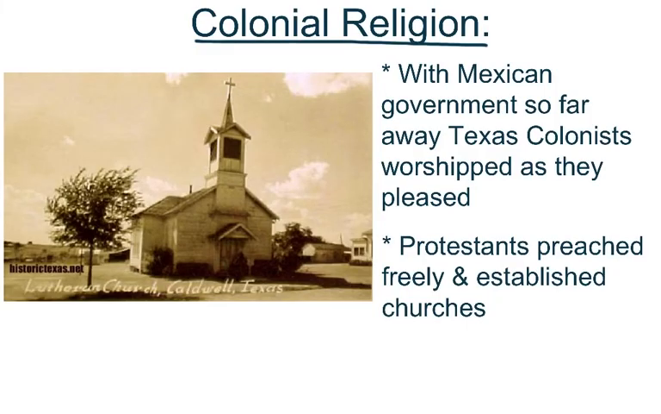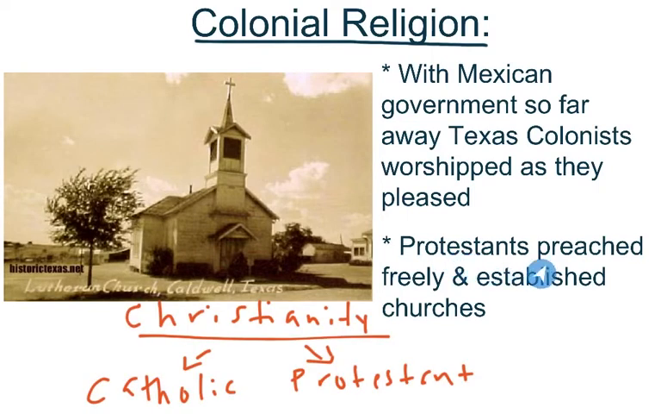Now, if you remember, one of the requirements for them to move to Texas was that they had to be of the Catholic religion, right? That's one of the things that Mexican officials would require. But with the Mexican government so far away, Texas colonists worshipped as they pleased, right? Now, the Protestants preached freely and established churches. Just to give you a quick breakdown, Christianity was the main focus, and Catholics and Protestants are two different ends of the spectrum of Christianity and how they worshipped. With Mexico being so far away, many of these new people coming to Texas decided to openly follow their own religion that they worshipped back in the United States.